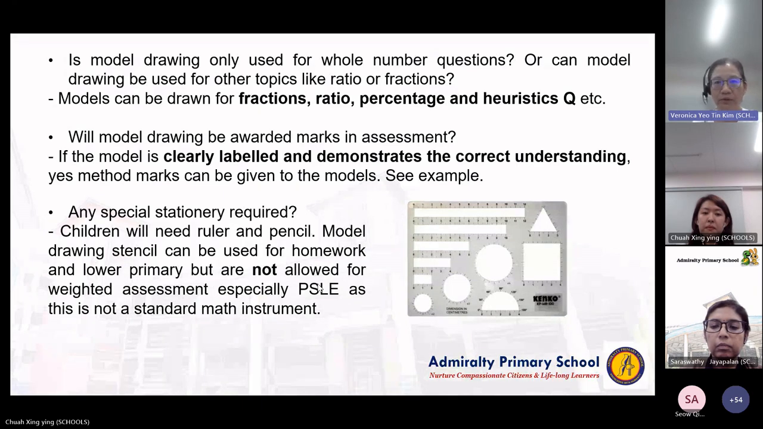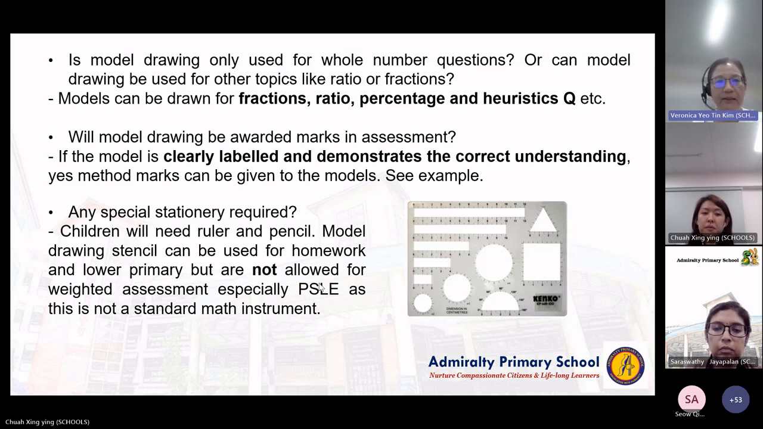So a drawn model with just units, no numbers, no labels. We have no idea where the half came from, where the 1/4 comes from. Then this kind of model will not allow us to give your child method marks. Okay, so it has to be correctly labeled, demonstrates the math thinking behind. Yeah. I know there is also a question asking, does the child need any special stationery for model drawing?